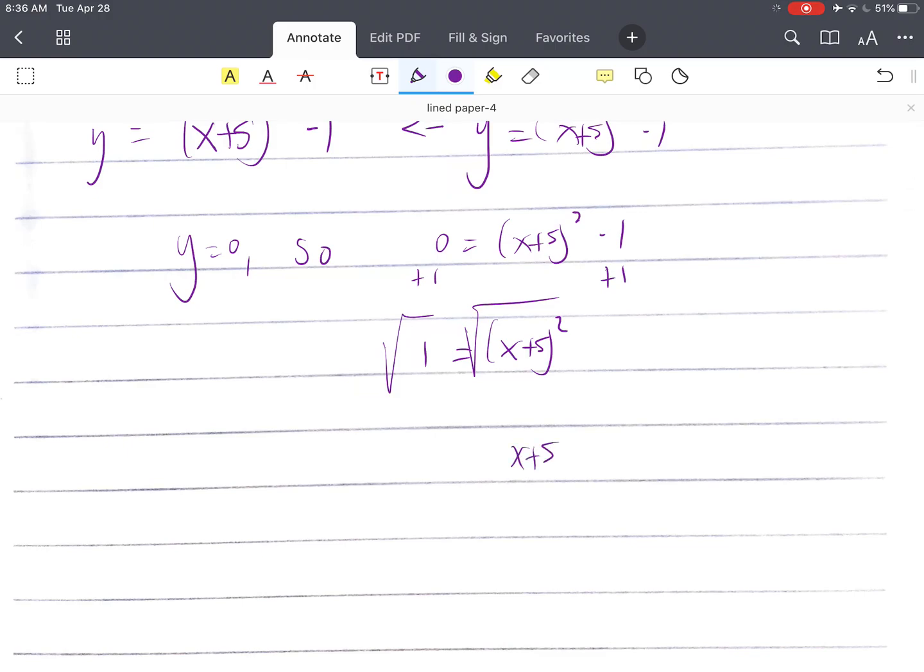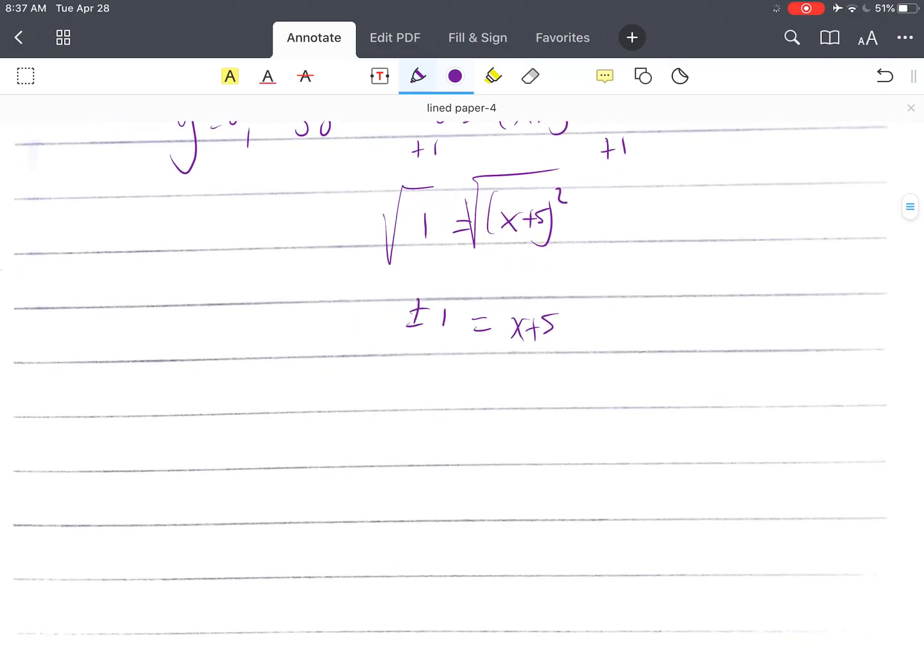We're going to take the square root of both sides. We're going to get x plus 5 is equal to, since we're taking the square root of a square, we actually get plus or minus 1 here, okay?